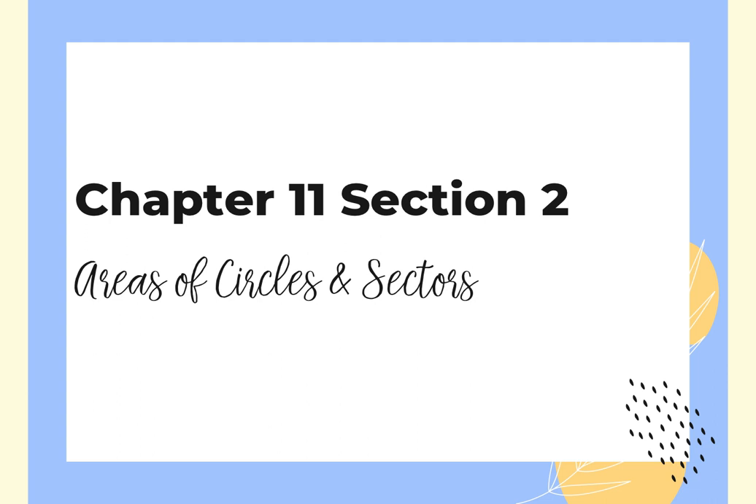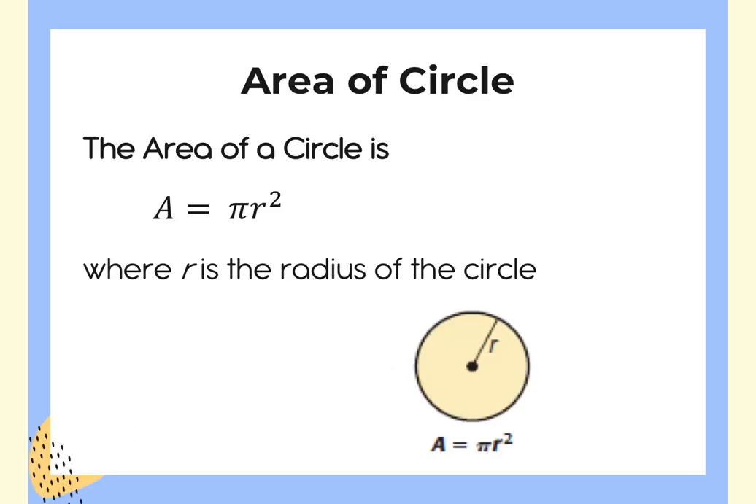Here we go. All right, 11.2, area of circles and sectors. So we start with the area of the circle, which is pi r squared, something you've used a lot of years. R stands for the radius. So we always square the radius, then multiply by pi. You cannot multiply and then square.